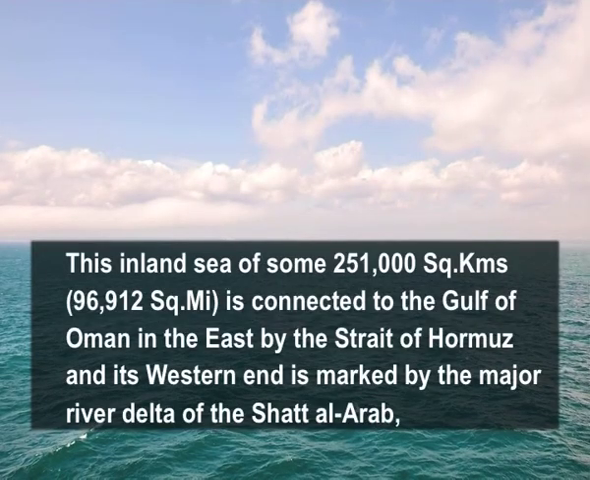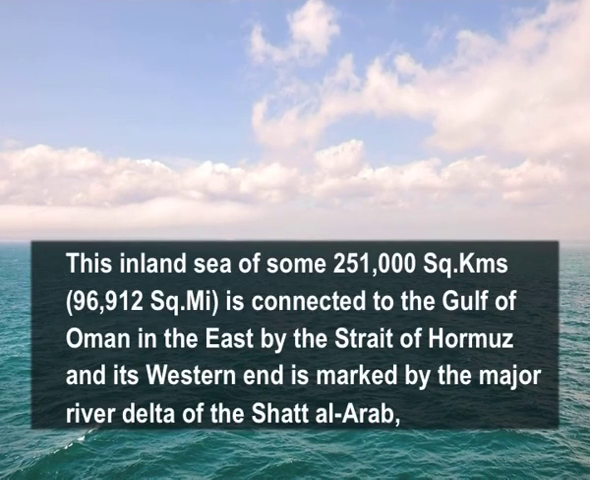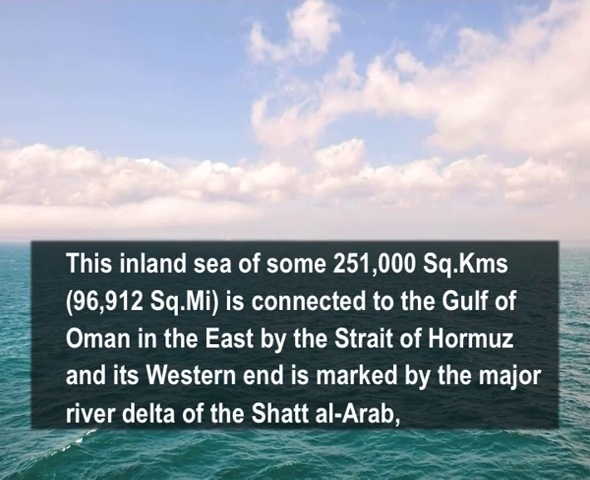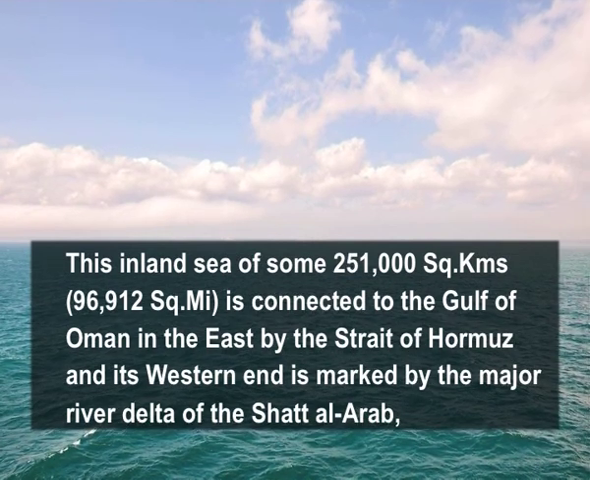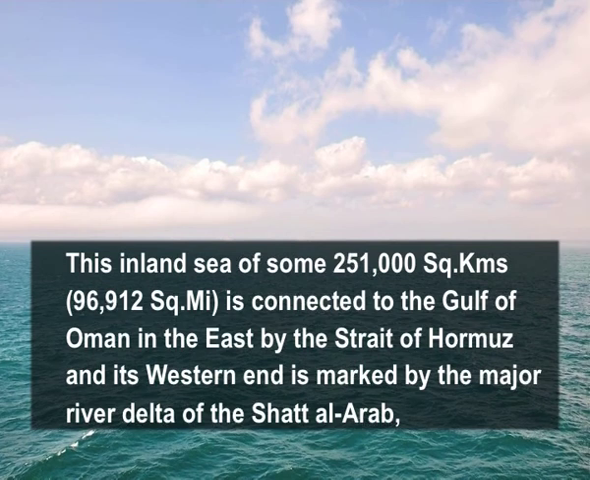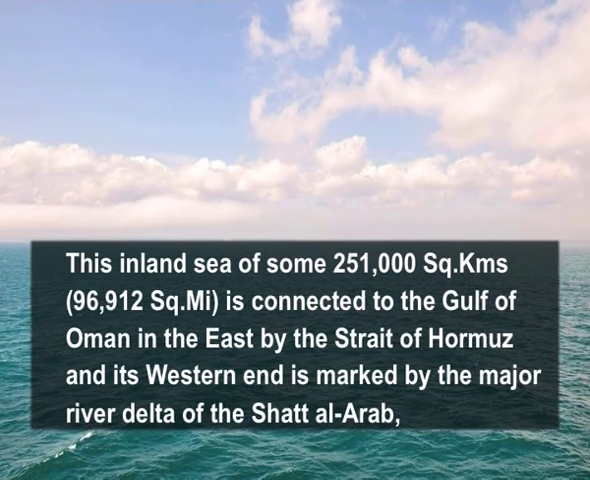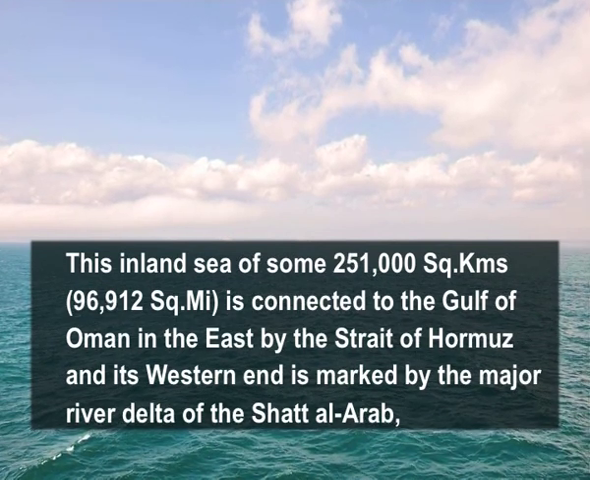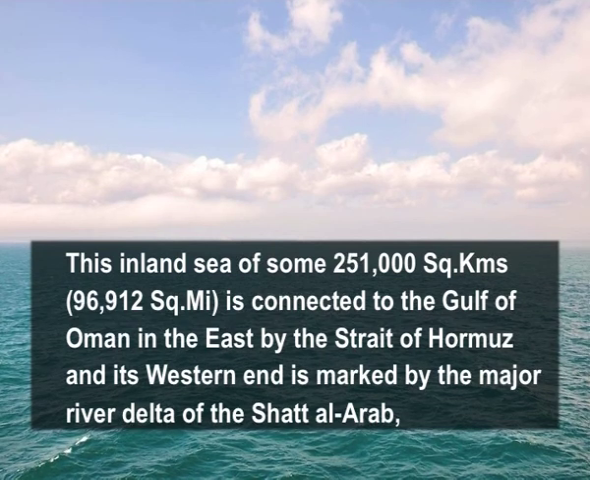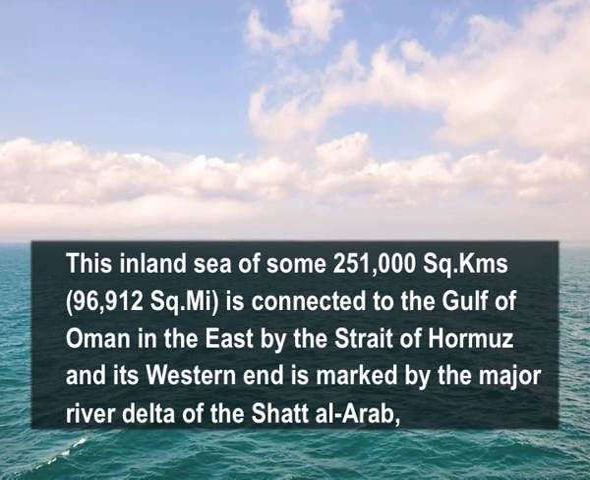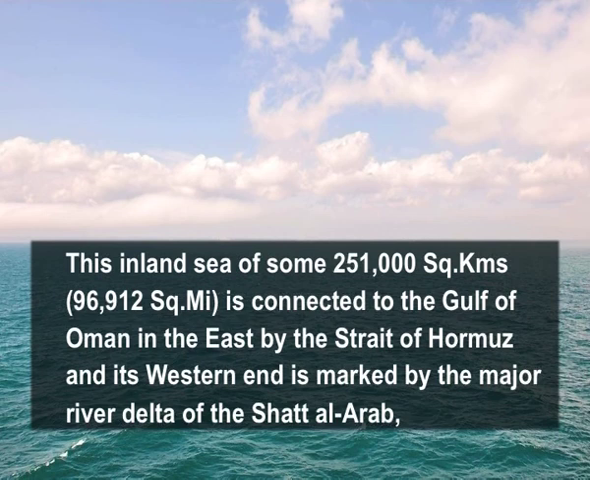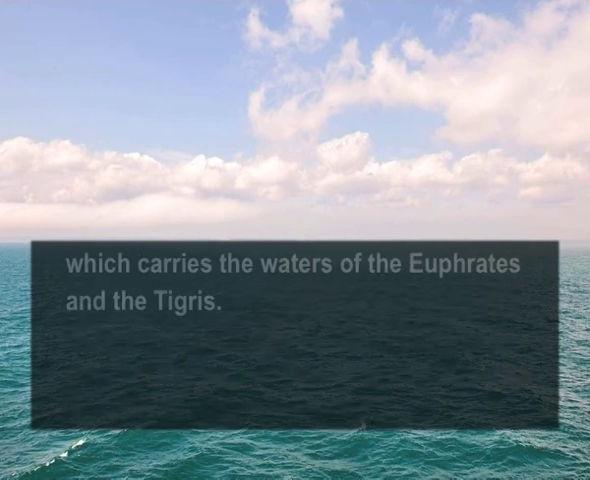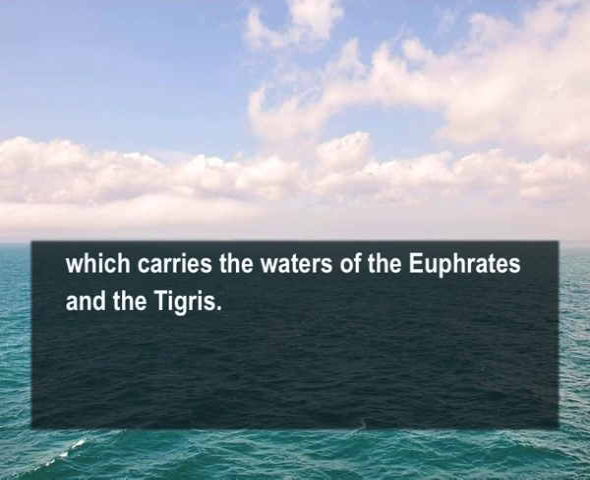Coming to the geographical features of Gulf countries. This inland sea of some 251,000 square kilometers, that is 96,912 square miles, is connected to the Gulf of Oman in the east by the Strait of Hormuz, and its western end is marked by the major river delta of the Shatt Al Arab, which carries the waters of the Euphrates and the Tigris.